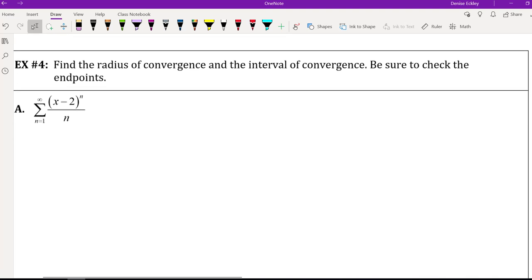Okay, so let's do some examples of this. Example 4 says, find the radius of convergence and interval of convergence. Be sure to check the endpoints.